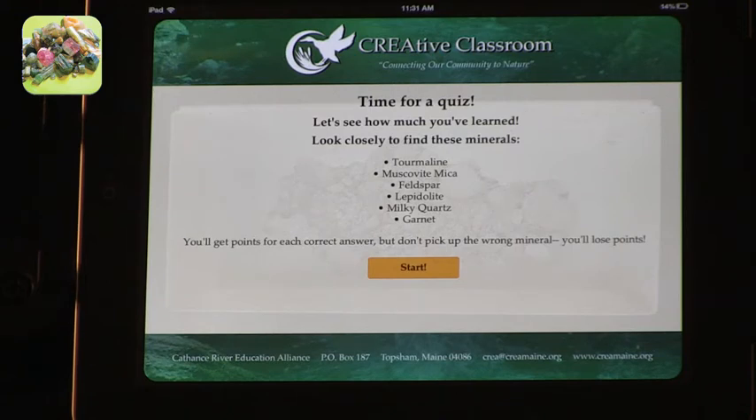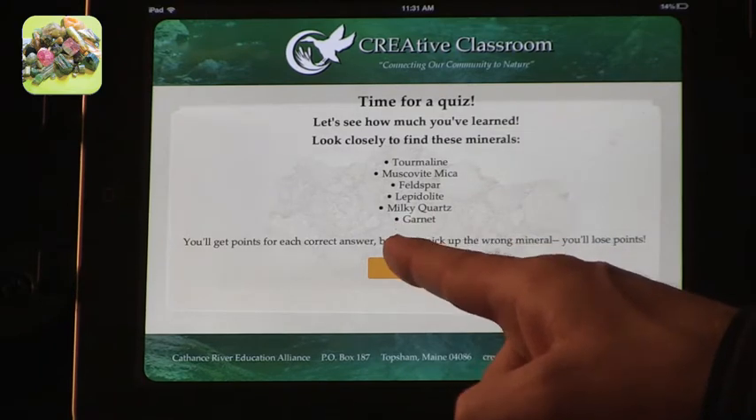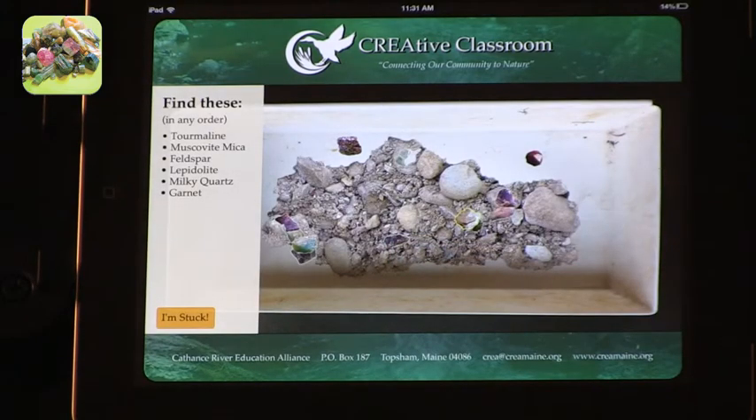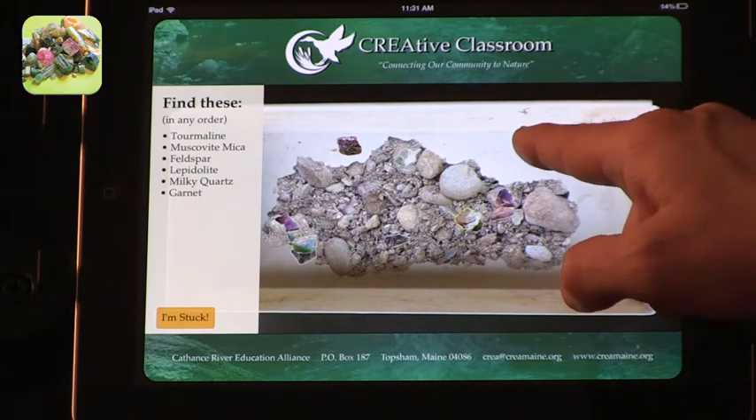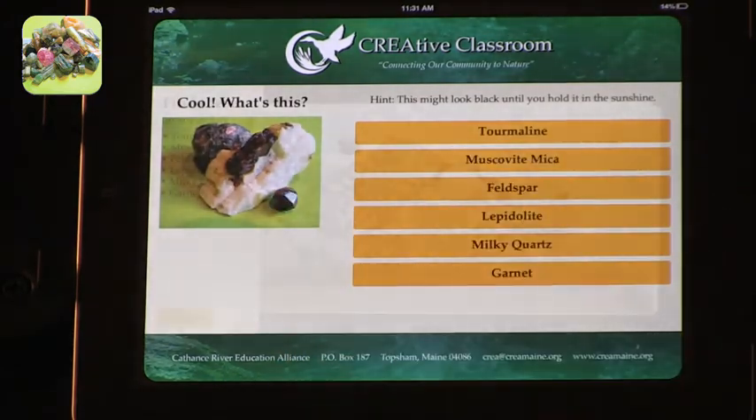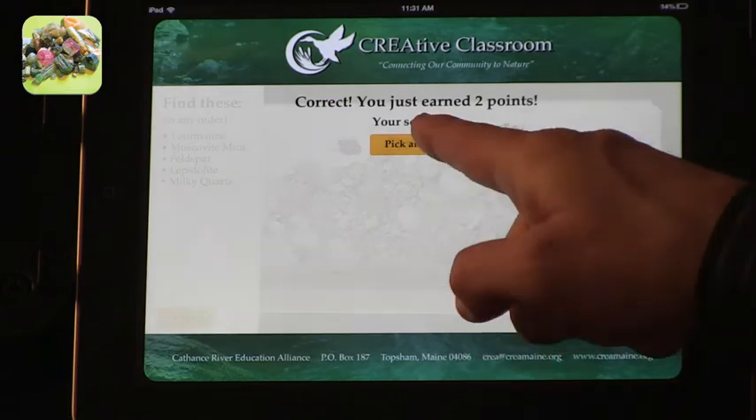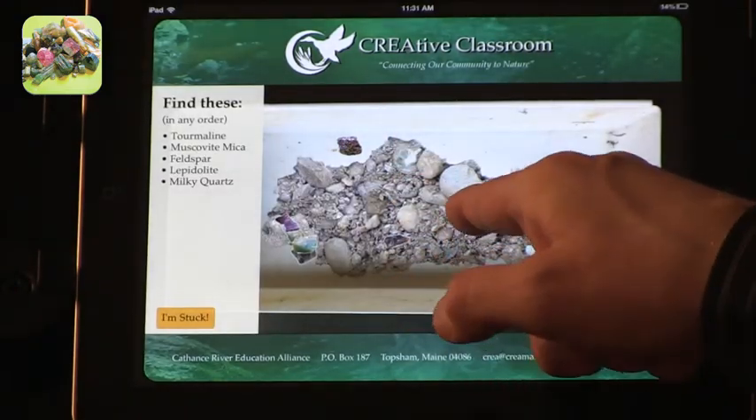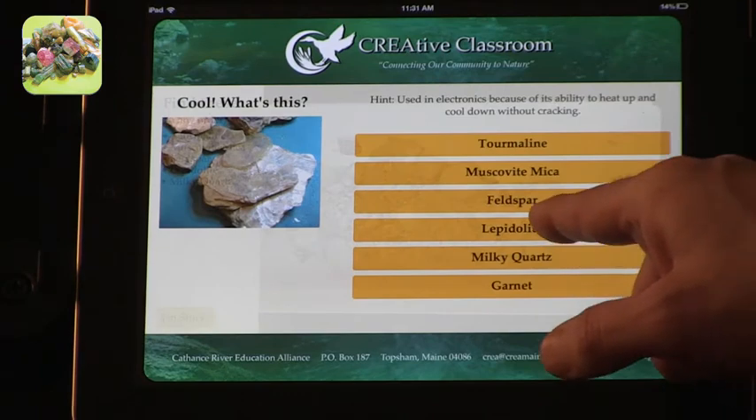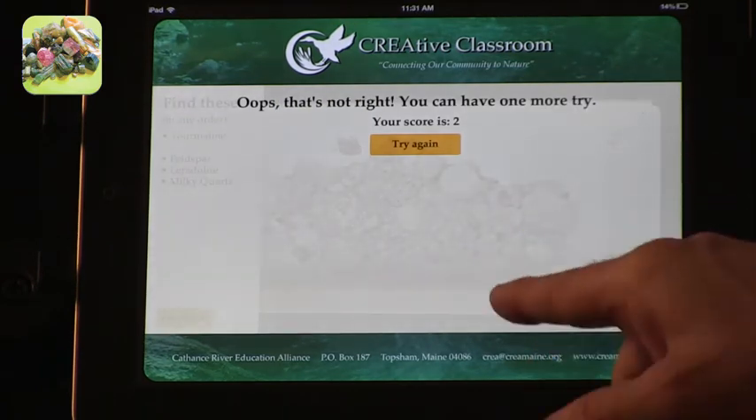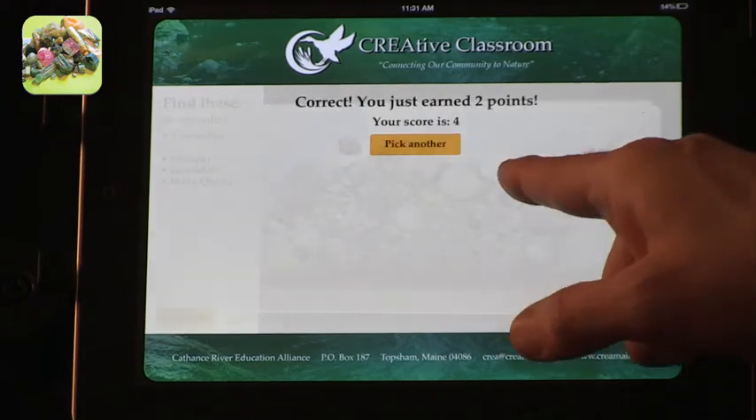When you're done looking through all of the rocks and picking all of the rocks, it's time for a quiz to see how much you've learned. What you do is you really are looking inside the box for different rocks. So this is very similar to the activity that we had before. Let's pick this one. It shows it up close, and then it asks you what it is. So it's really about identifying. In this case, it's a garnet, and you are correct, and you got 2 points. And you can pick another. Let's pick this one. Now let's say I don't know what it is. I can try again.